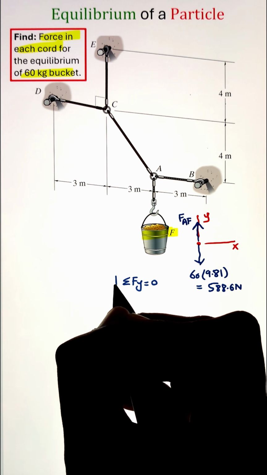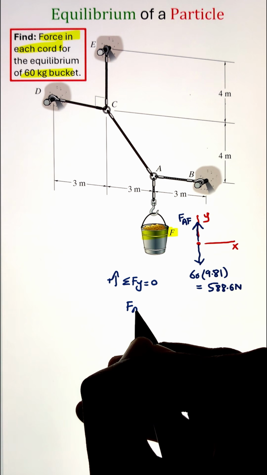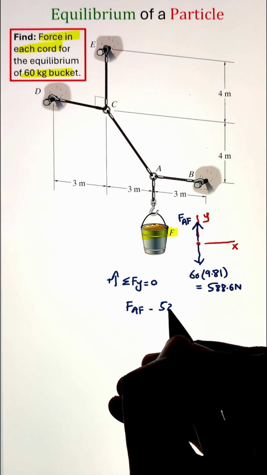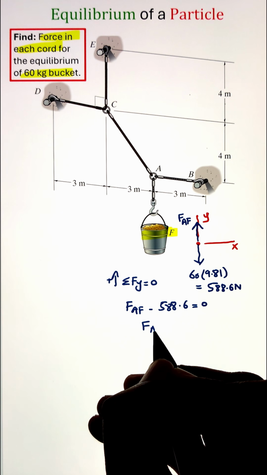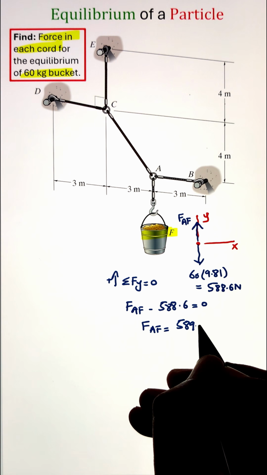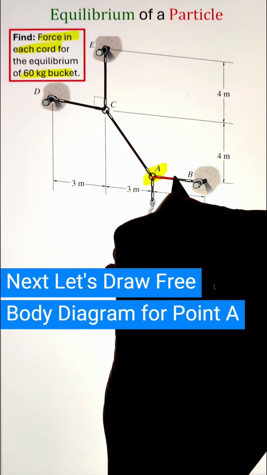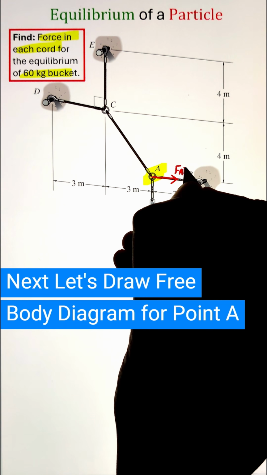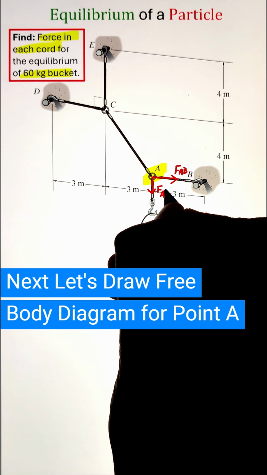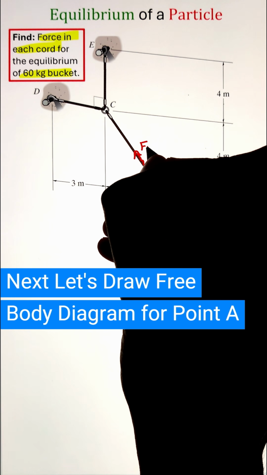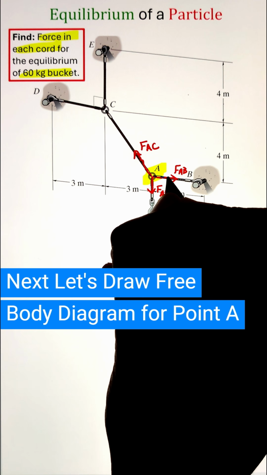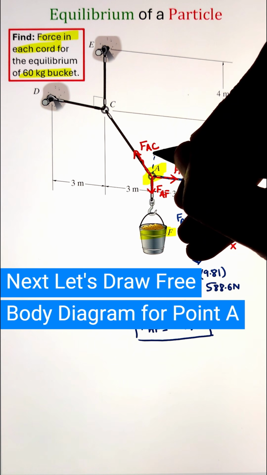We can apply our equilibrium equation along the vertical direction to solve for the force in the rope, that in this case will be equal to the weight of the bucket, 589 Newton. Next, we can consider point A and draw the free body diagram of point A by placing the origin at that particular point. In this case, I have three ropes that are connected to point A. All are taken in tension going away from point A.